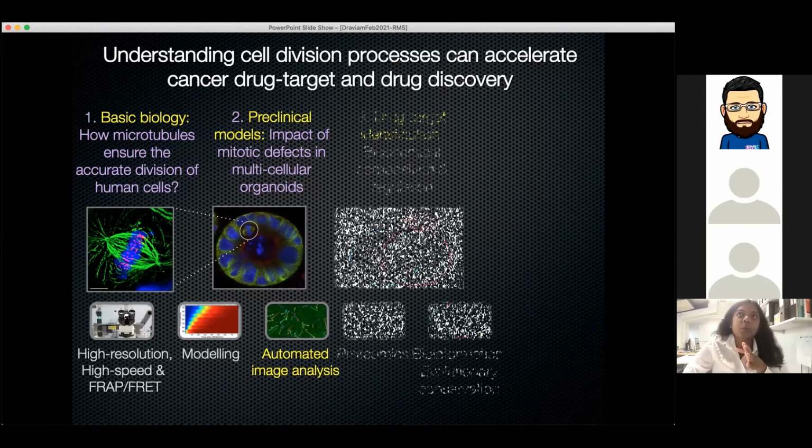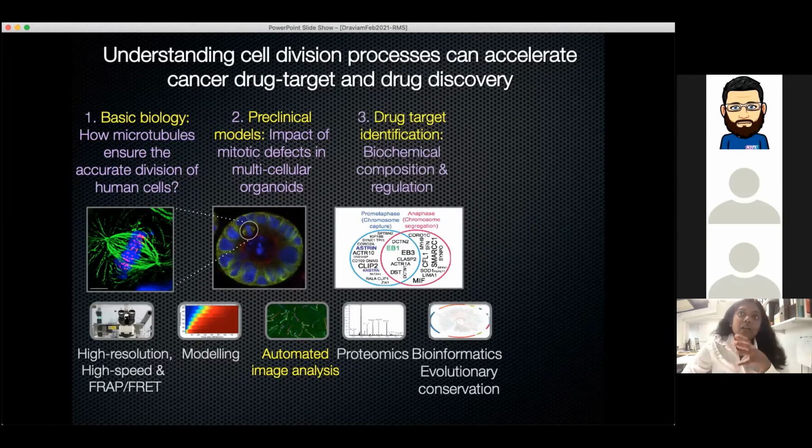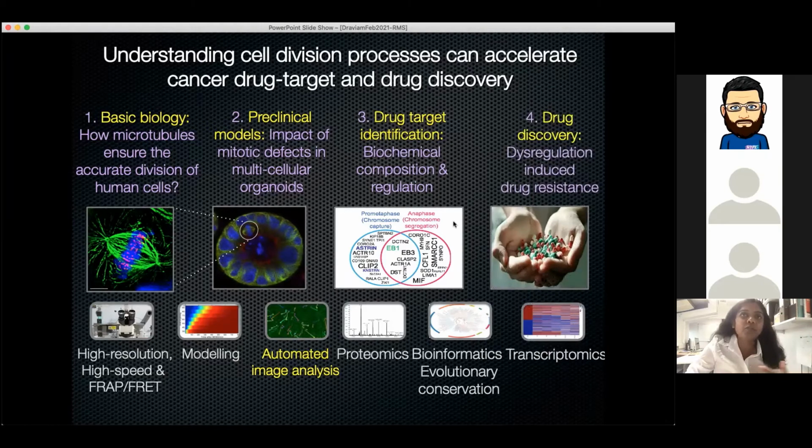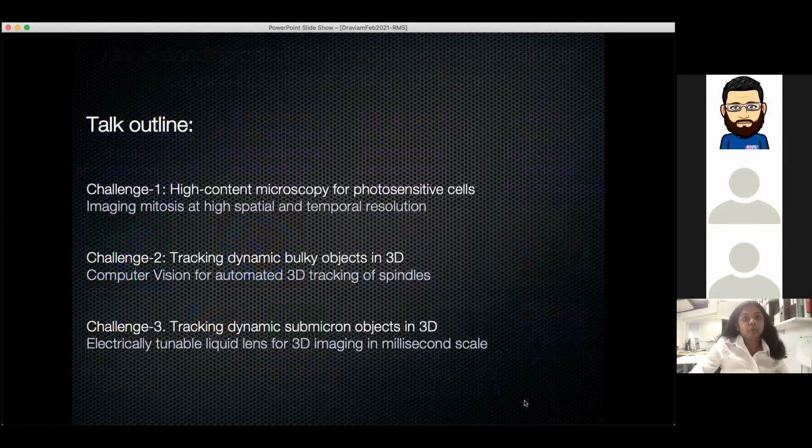I'll also touch upon how this has helped us understand the biochemical composition, which I told you already a little bit about, what these red spots, the kinetochores, are made of, and how microtubules capture these kinetochores. And the long-term goal or the real impact is when we can take all this information at the molecular level and information at the cellular level for drug discovery. So today's talk, I'm going to divide into 3 parts so that it gives me an opportunity to touch upon all that I have just told you.